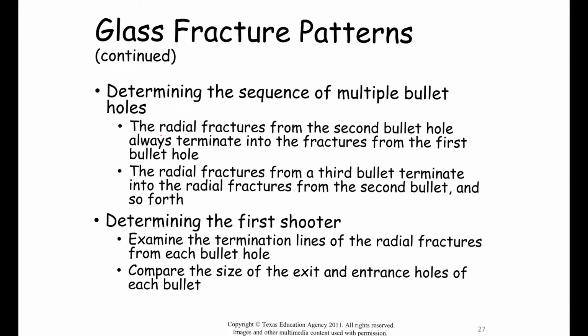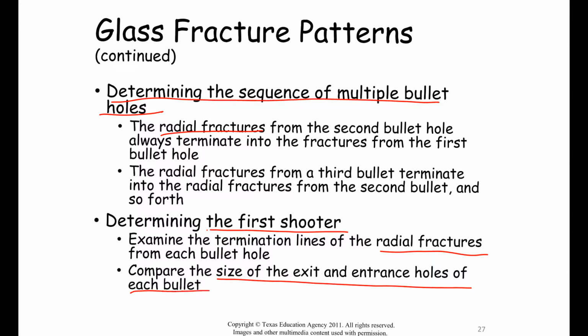We can also use our radial fractures to determine our first shooter, but we can also use the size of the entrance and exit holes to determine first shooter. So I need you to know that we'll use radial fractures to determine the sequence of shots or bullet holes, and we can use them again to determine the first shooter, but we can also use the size of your exit and entrance holes to determine the first shooter.